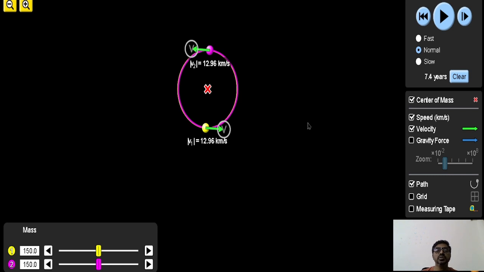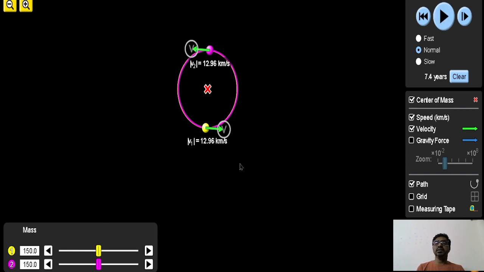So the total momentum is zero. They have equal masses and equal magnitude of momentum, but in opposite directions here. So the net momentum is zero, and the center of mass is stationary. Whenever the center of mass is stationary and mass is constant, the linear momentum of the system will remain zero.